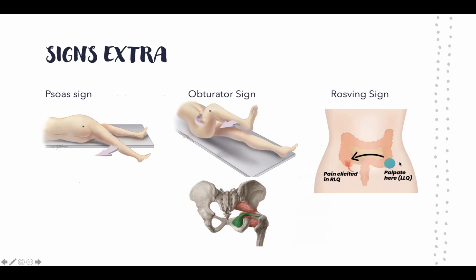Rovsing's sign works on the principle that when you palpate on the opposite side, it places more pressure and is more likely to irritate the parietal peritoneum and cause pain. But there are a lot of theories regarding what causes this sign.